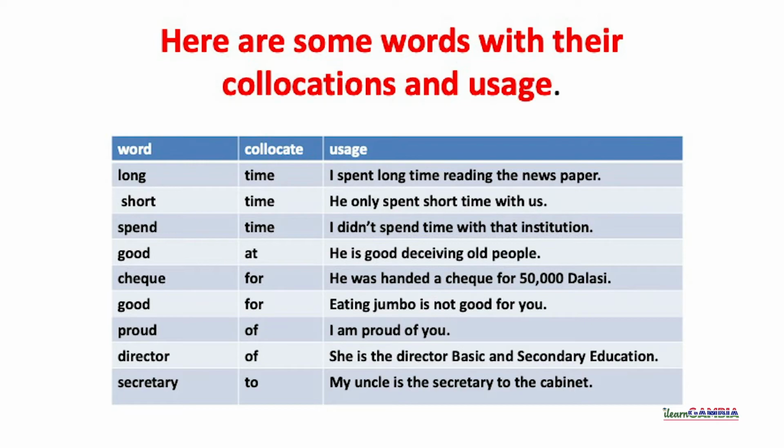Spend can go with time, spend time. You said, I did not spend time with that institution. I worked for them for 3 months and resigned. Good at. He's good at deceiving old people. And check for. He was handed a check for $500,000 or $50,000. Good for. Eating jumbo is not good for your health, or it's not good for you.